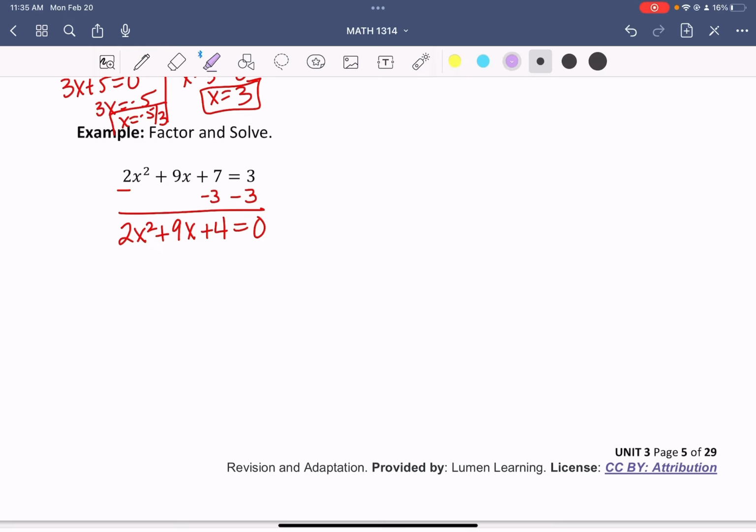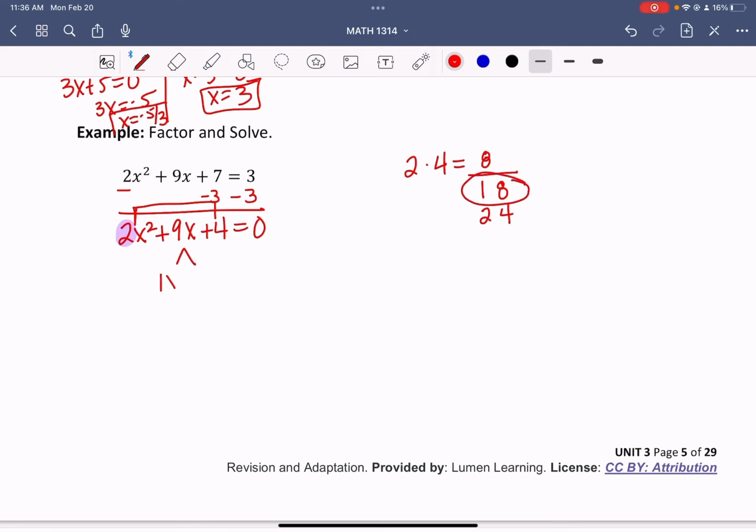Now, because this has a number attached to my x squared, we're going to take the same approach as earlier. So I'm going to multiply the front and back number, which gives me 2 times 4, which gives me 8. And that's how I'm going to create my list of factors. So that's 1 and 8, 2 and 4, 3 will not go into 8, so that's my list. Then I think of that list, what will add to give me 9, that's 1 and 8.